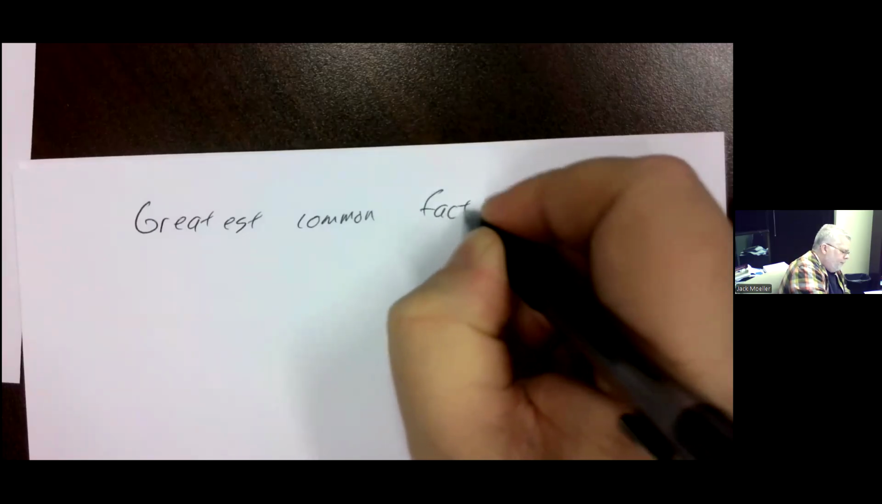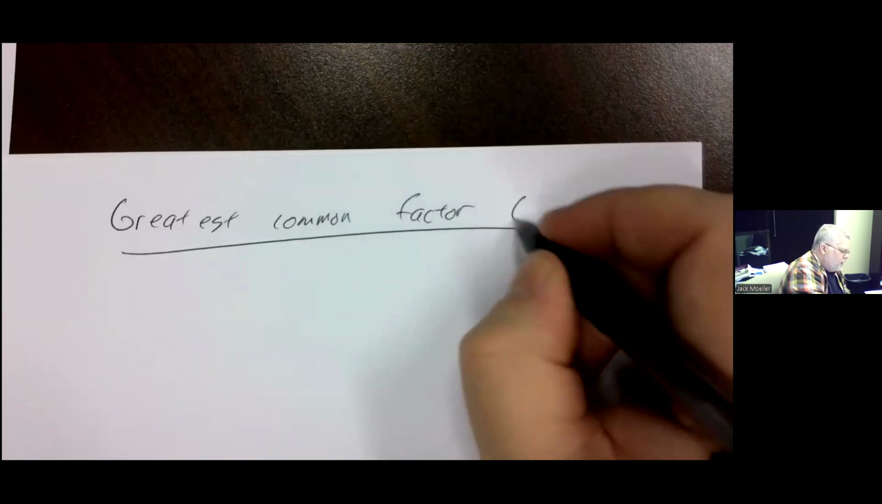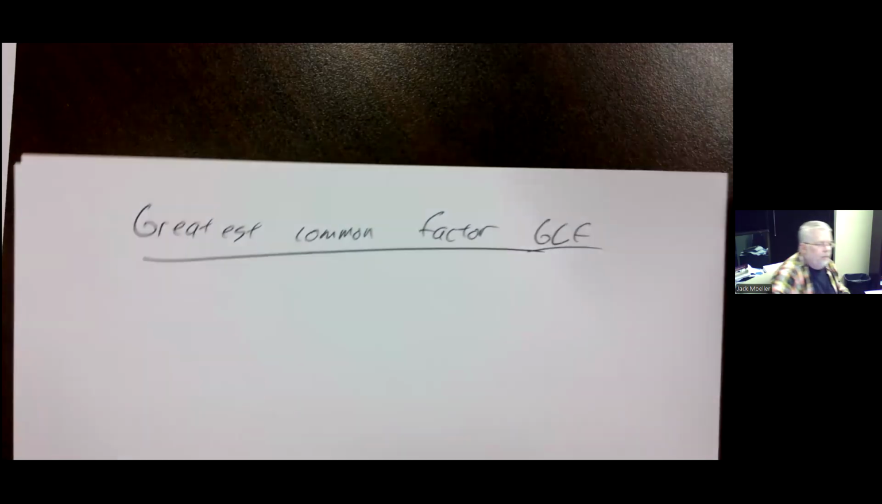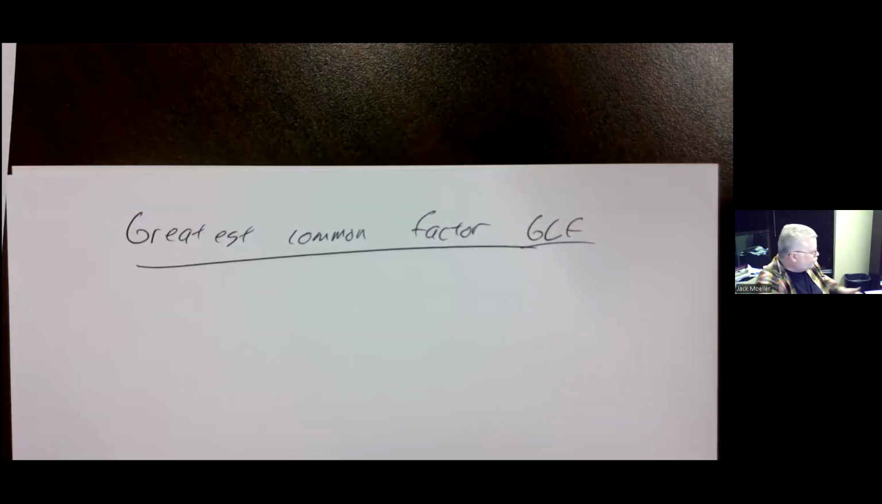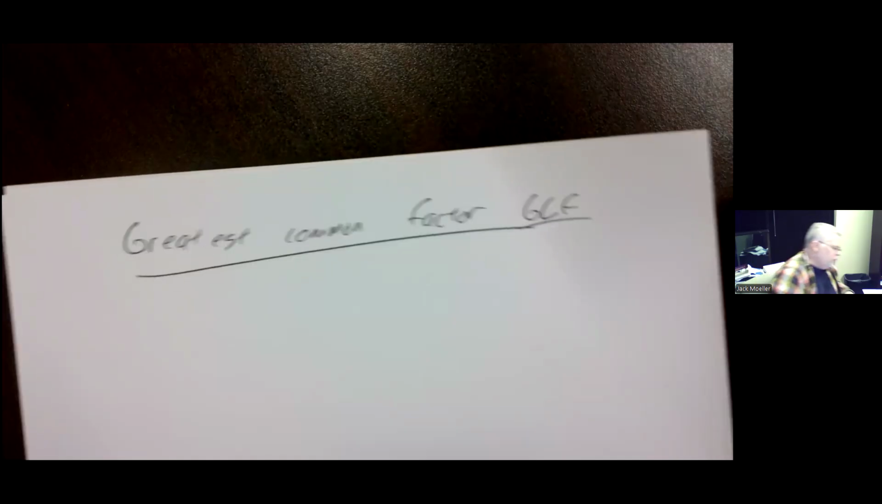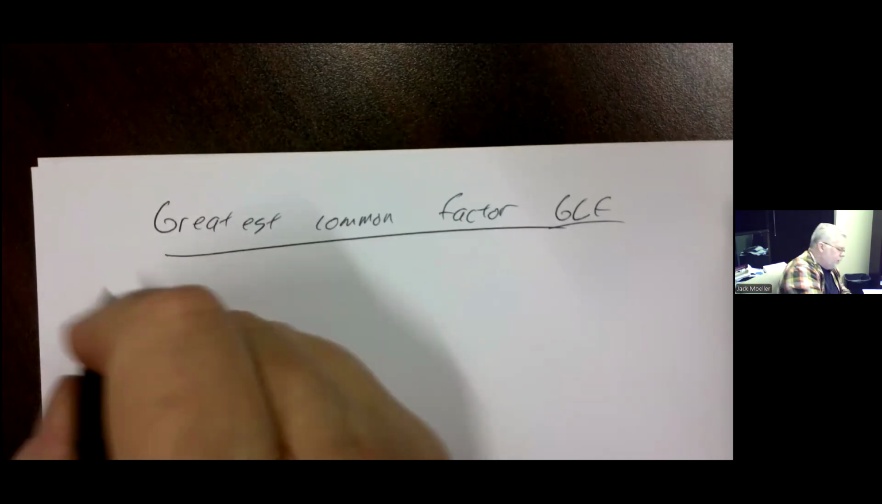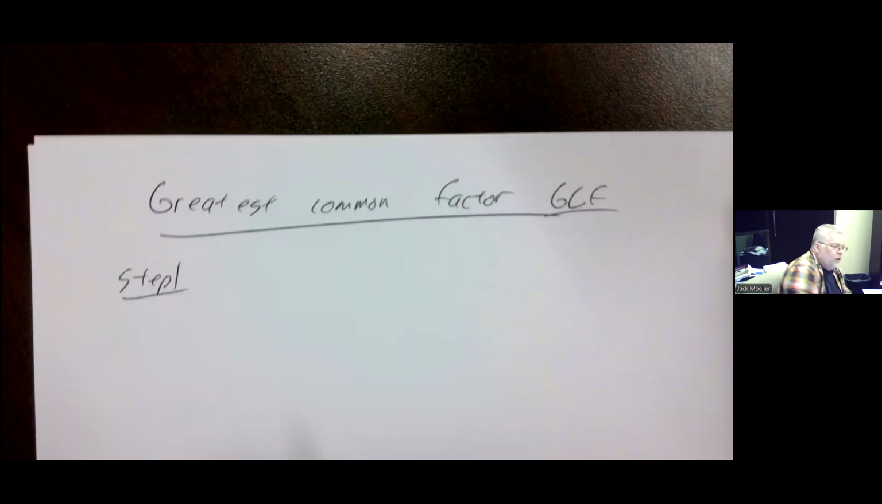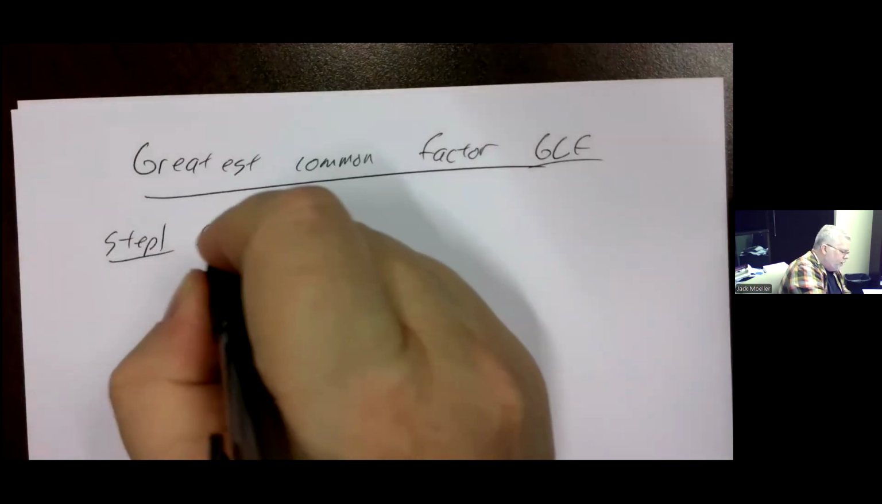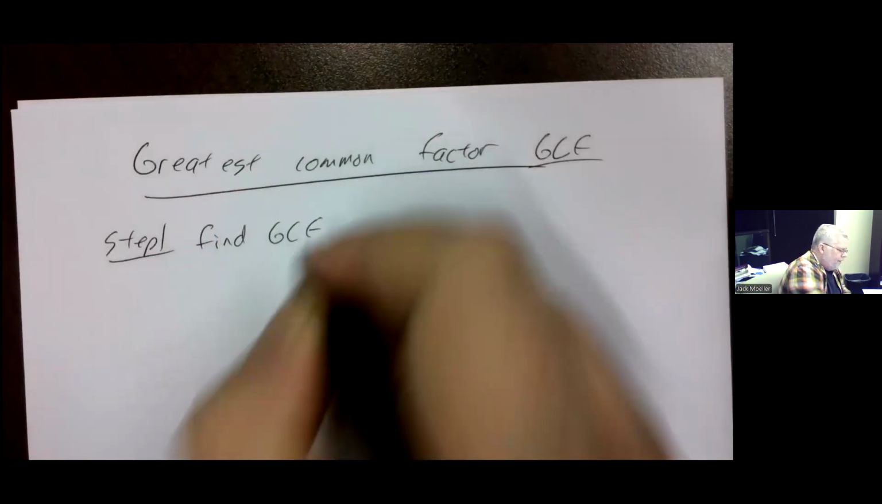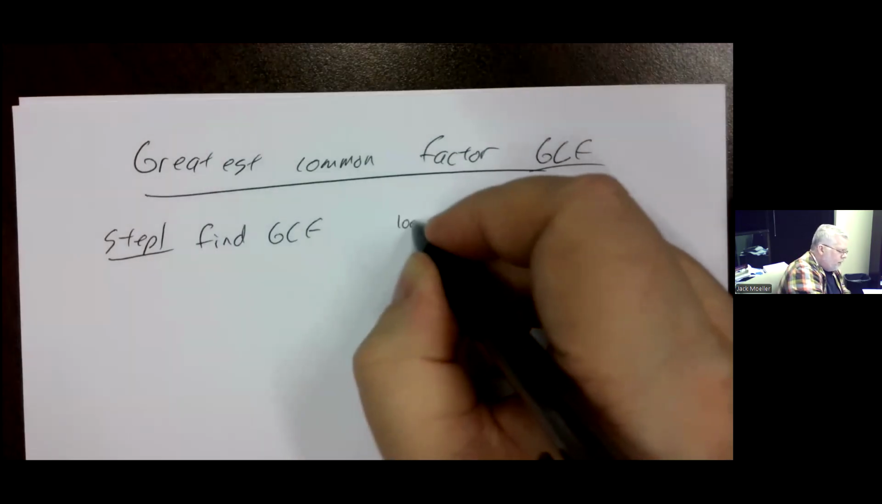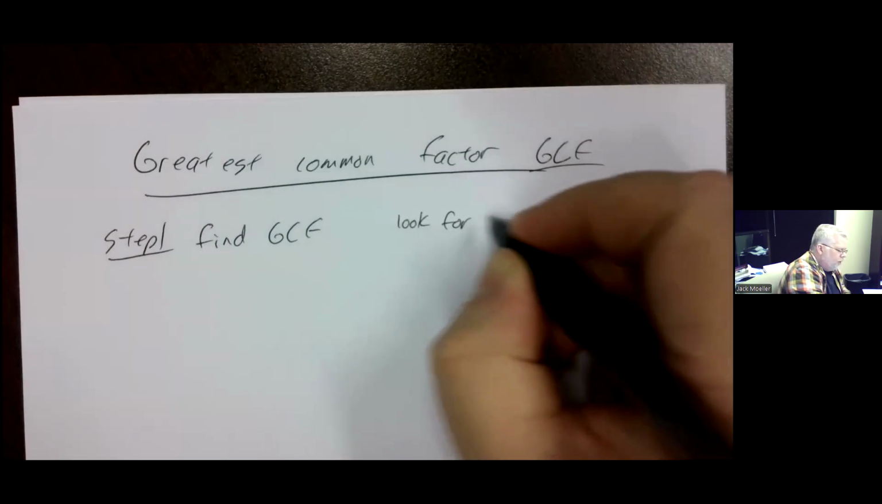What we're going to do now is talk about greatest common factor, which is a bit too much to write every time, so we're going to say GCF. When you're factoring by greatest common factor, step one is: what is the GCF? So you have to find that GCF. Now look for numbers and variables.